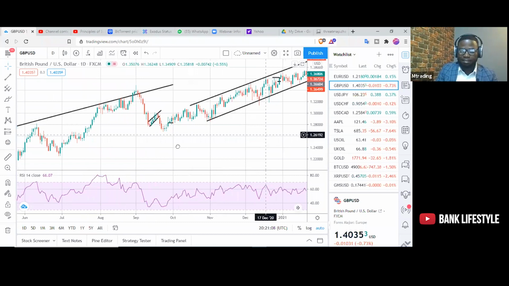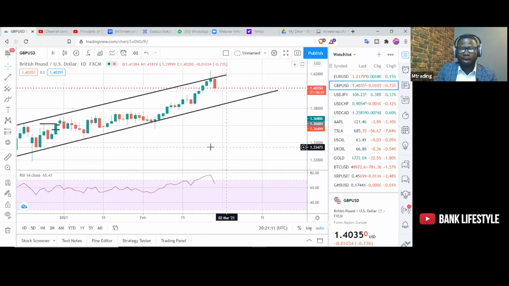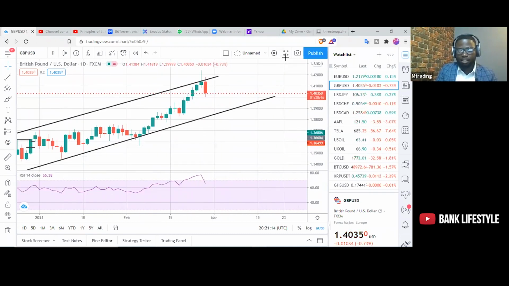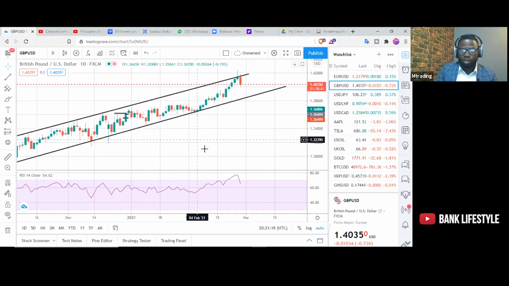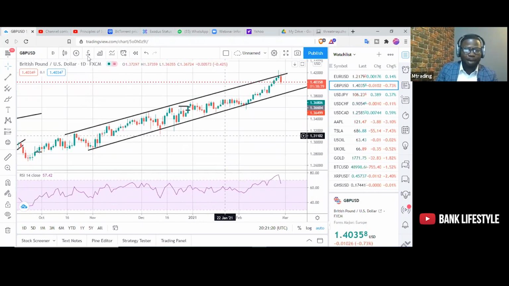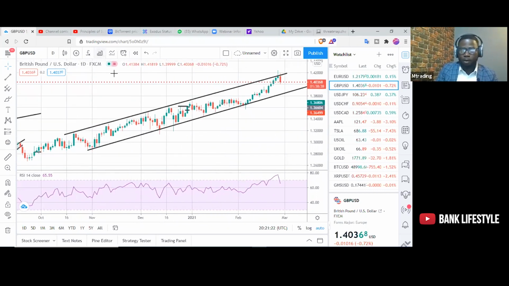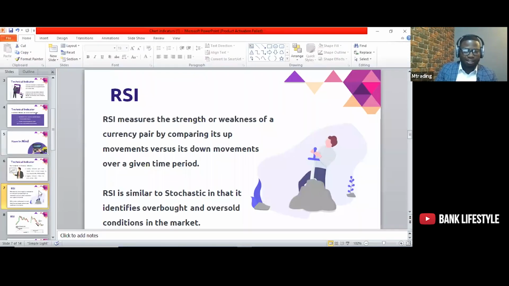So that's it. Any question about the RSI, you can let me know in the chat section, and I'll be so glad to explain further as well. So that's it for the RSI. You see on the chart, it already has its figures at 70 upper band and 30 lower band. And I think those are the settings most traders use when they are trading with the RSI. Okay, so let's go to the next indicator.